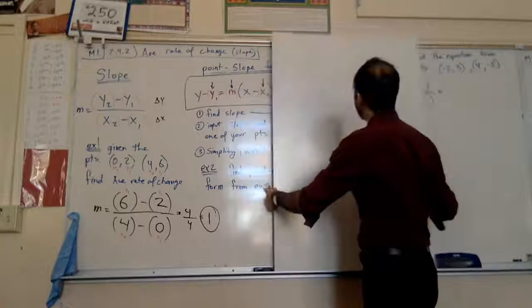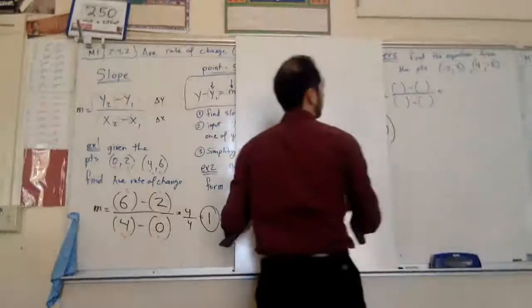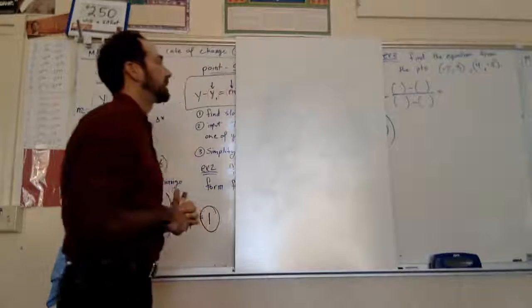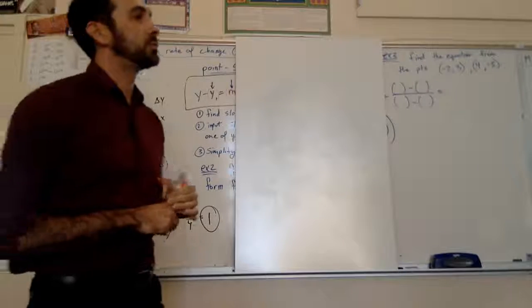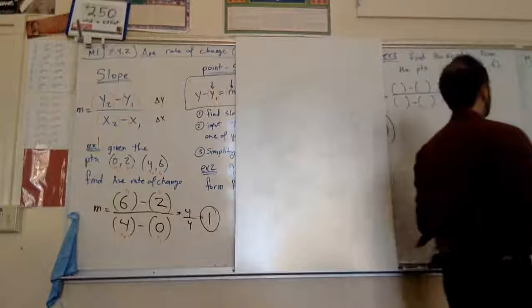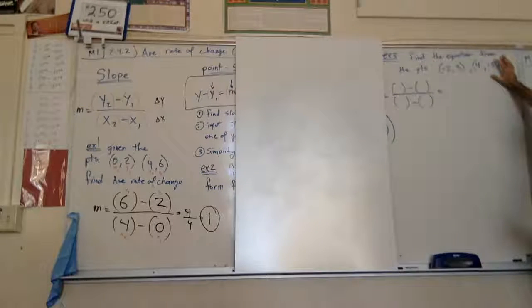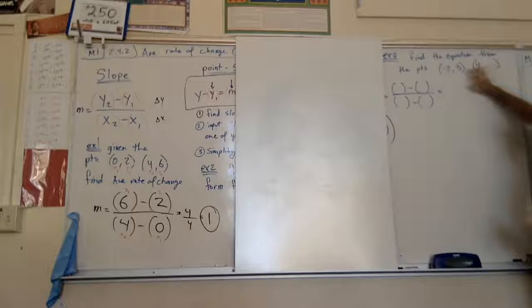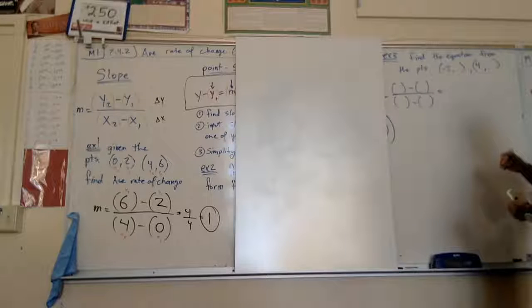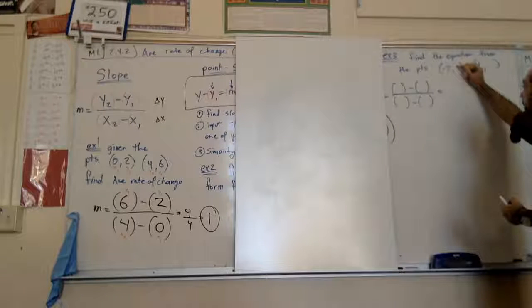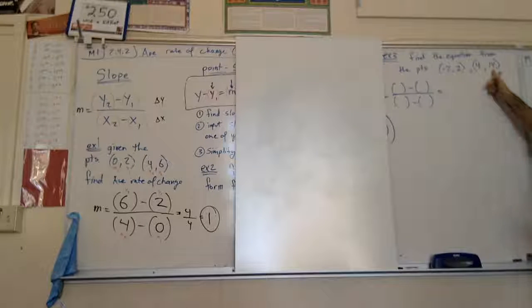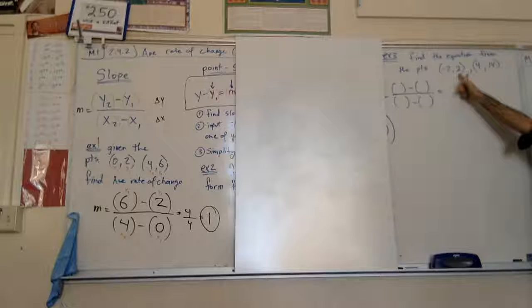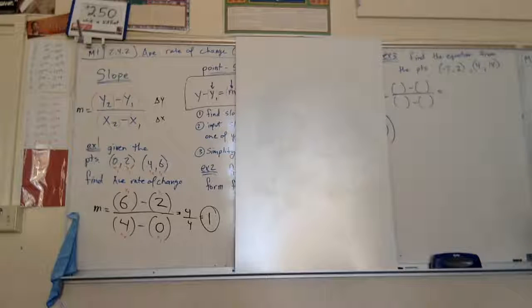All right. Now let's look at this problem here. We have to find the equation from the points. Actually, let me think. I might change these points up real quick. So look up here for example 3. I need you to change the y values here. I just changed the second point, the y value is 14. First point, y value is 2.